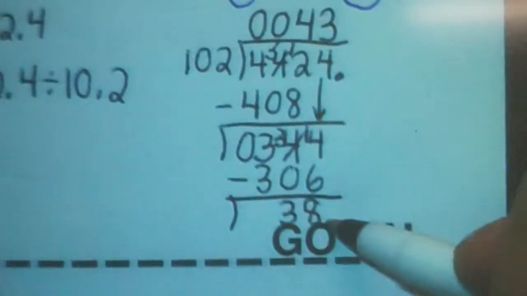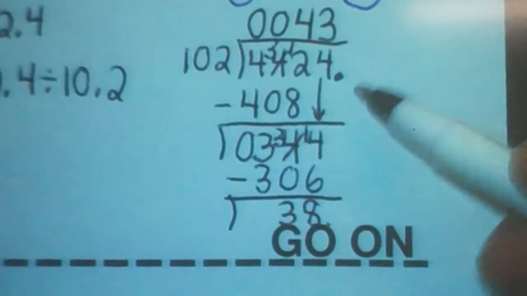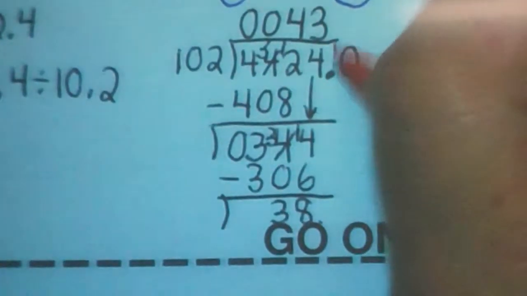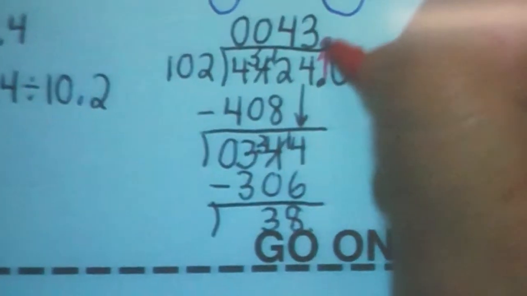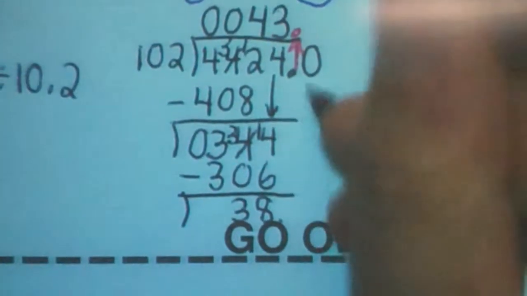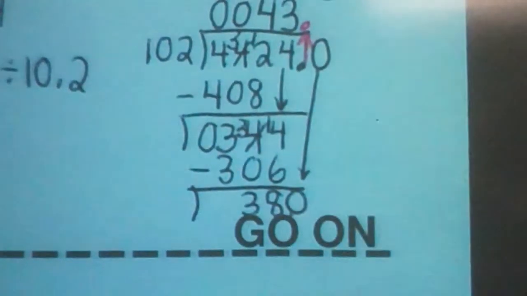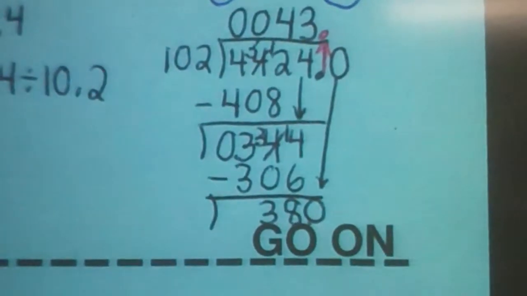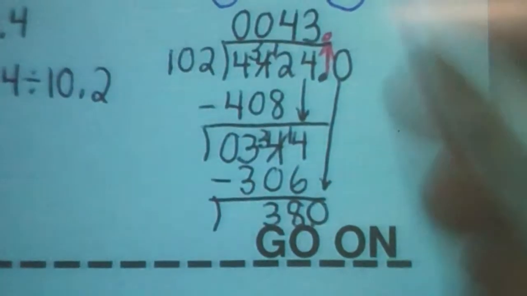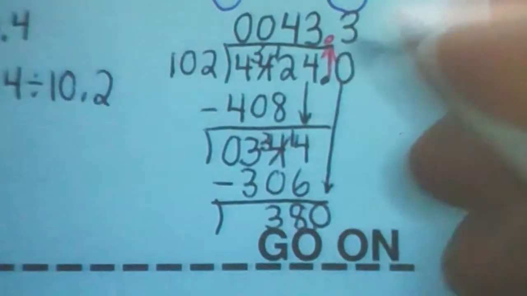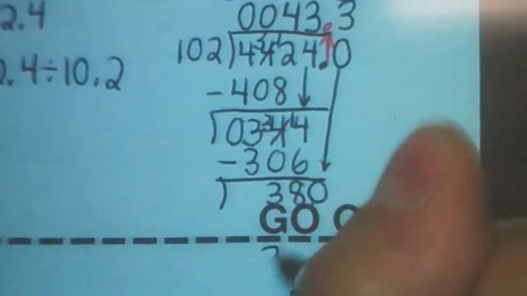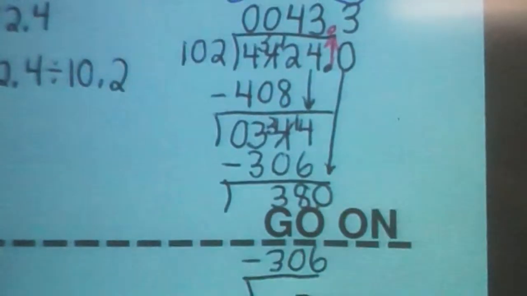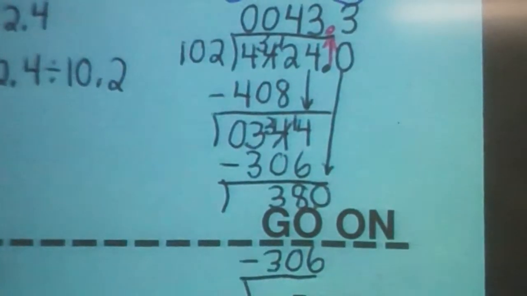And now I come across the same issue I've seen in one other problem before. Seems like I've run out. When this happens with a decimal, you can always add a 0 and then pop the decimal point up here. Okay? So now I'm going 102 going into 380. I know this is going to be nasty. It's going to go in 3 times, and that is 380 minus 306.